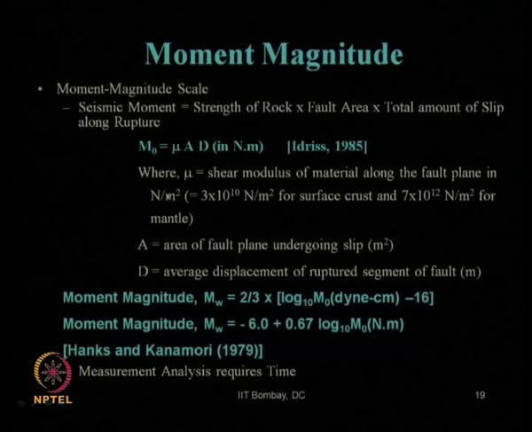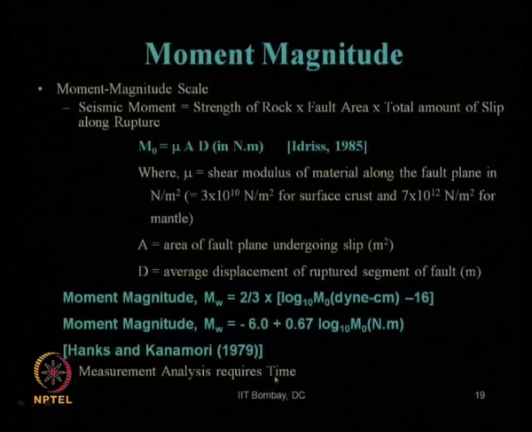So, the moment magnitude is then calculated using this seismic moment expression in this fashion. The moment magnitude Mw can be estimated by this expression: 2/3 times log to the base 10 of M naught, when M naught is in the unit of dyne centimeter, minus 10.7. Remember, here it is in Newton meter, okay. Another expression, the same expression actually, when you are using the unit of seismic moment in Newton meter, then the equation takes this form: Mw equals minus 6.0 plus 0.67, or 2/3, times log to the base 10 of M naught, when M naught is in the unit of Newton meter. This equation was proposed by Hanks and Kanamori in 1979.